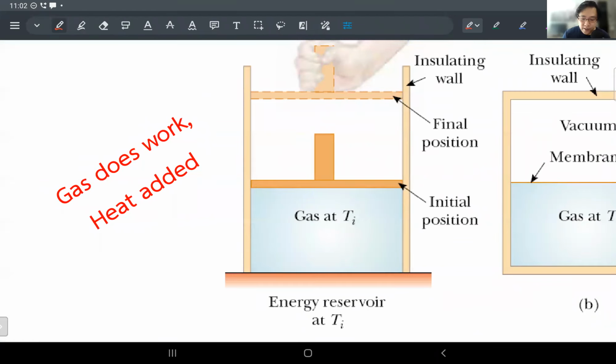Here we go. So now we use gas. Okay, gas is going to be our sort of example everywhere. So we have a gas at some temperature here.